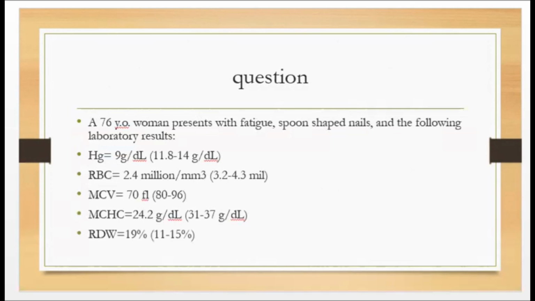So let's think about this question. Think it through before you answer it. It looks so complicated. This is kind of the way you will see it in the exam, but it's not complicated. A 76-year-old patient presents with fatigue, spoon-shaped nail. Once you're already hearing spoon-shaped nail, where do we have spoon-shaped nail? That is iron deficiency anemia, right?